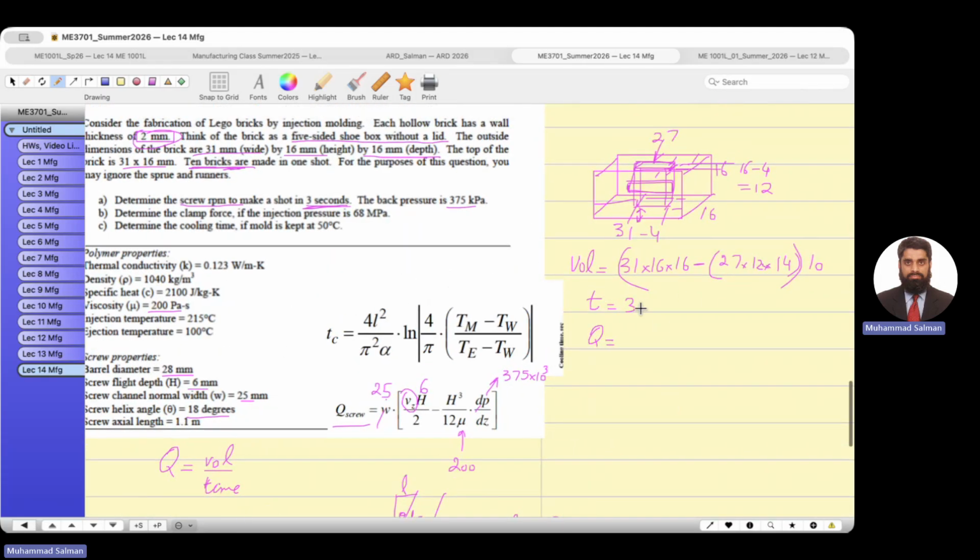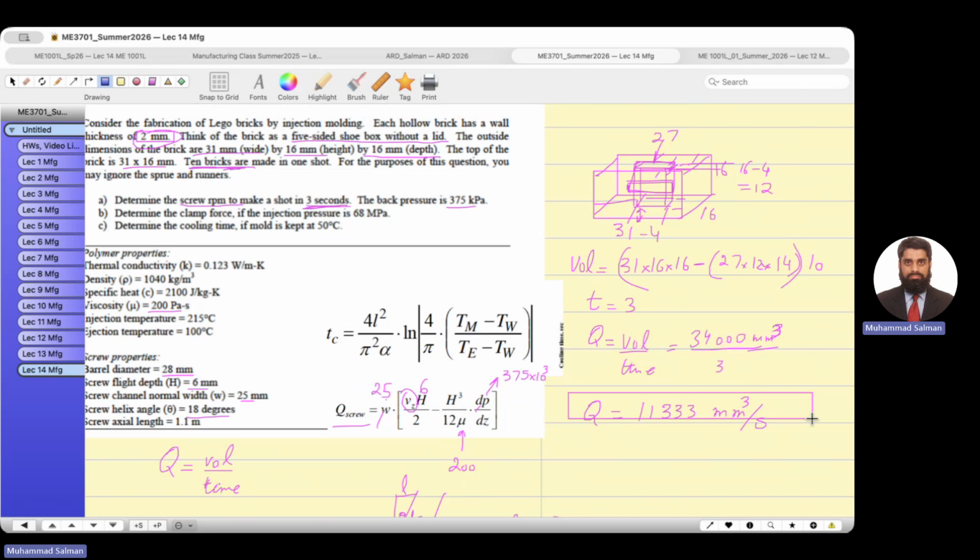So if you do the math here, the volume is equal to 34,000 millimeter cubed, and divide by the time, which is 3 seconds. So the discharge or the flow of the plastic from the screw into the mold cavity is 11,333 millimeter cubed per second.